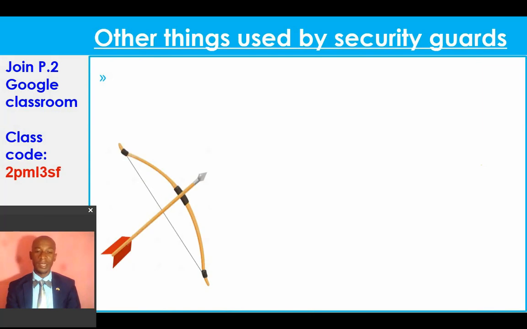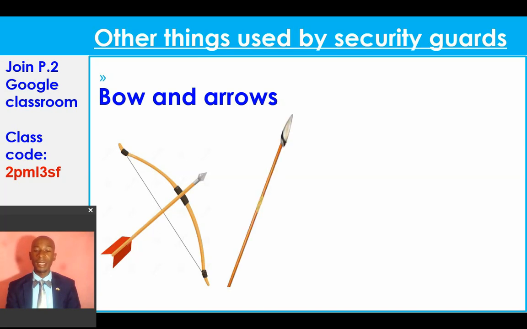So here we have this. How do we call it? Yeah. So that is a bow and an arrow. So they use bows and arrows. Instead of a gun, some use this. Are we together?